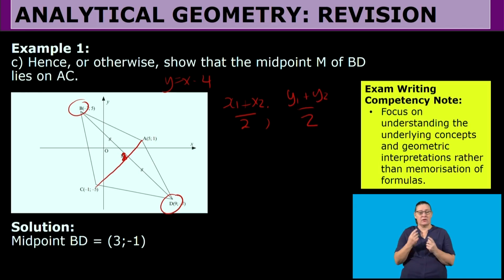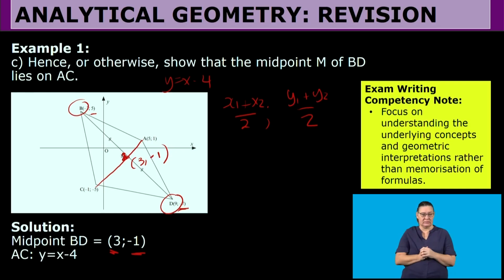So let's do a quick addition. So we've got minus 3 plus 9, which is 6. 6 divided by 2 gives me 3. So that's the x coordinate of point M. And then to find the y value, it's 5 minus 7, which is negative 2. Negative 2 divided by 2 is negative 1. So that's the coordinates of point M. 3, negative 1.